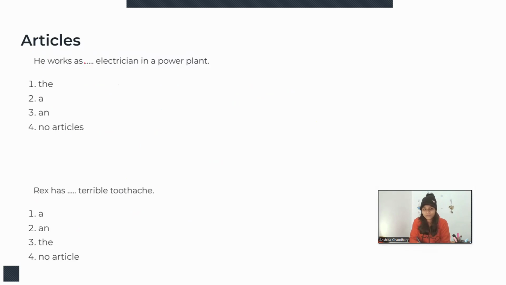So here we need to fill in the articles. He works as an electrician in a power plant. So here it is the vowel sound. It is a vowel in the English alphabet, but the vowel letter alone is not always enough to use "an" before it, because we need to check the sound that comes in. Suppose university. It is a vowel in English, but the correct article is "a university", not "an university".